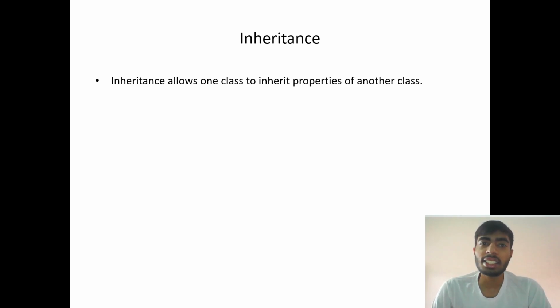Inheritance. Inheritance is one of the most useful features of OOP. It allows one class to inherit the properties and methods of another class. For example, suppose we have a class called person. We can create another class called student that inherits from person. The student class automatically gets the features of the person class and can also have its own additional features. Inheritance reduces duplicate code and promotes code reusability.